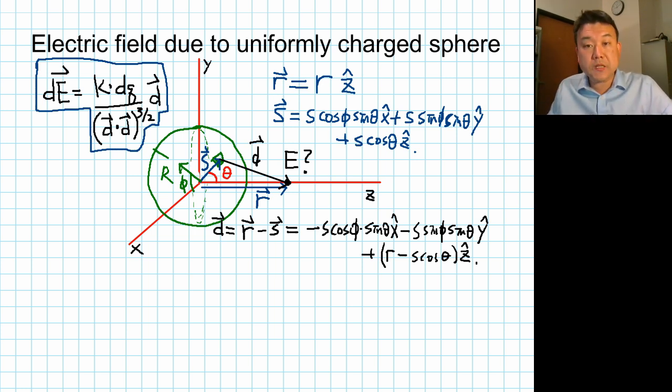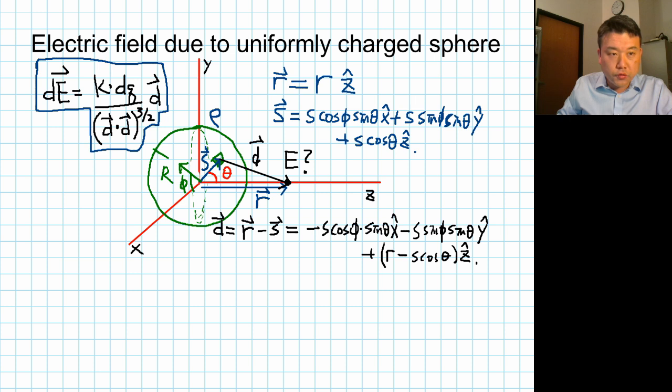I should probably specify the charge density of this sphere. Let's say that the charge density of the sphere is given by density rho. Remember the Greek letter rho that we use for density, mass density? We also use it for charge density.